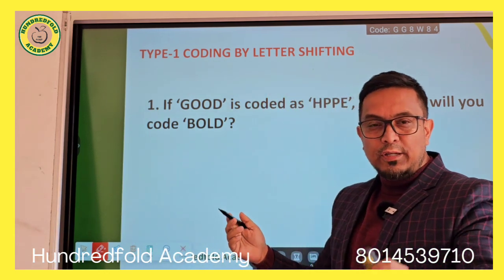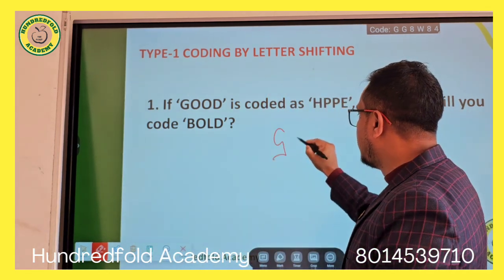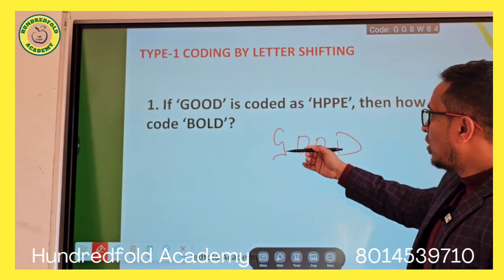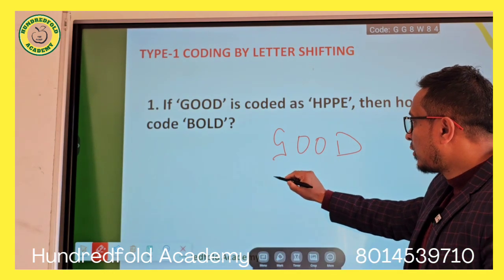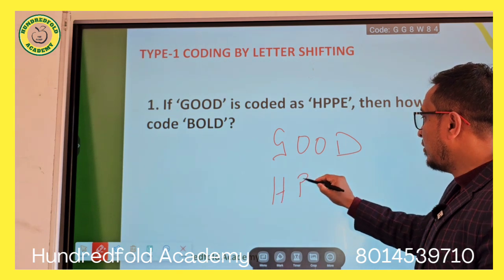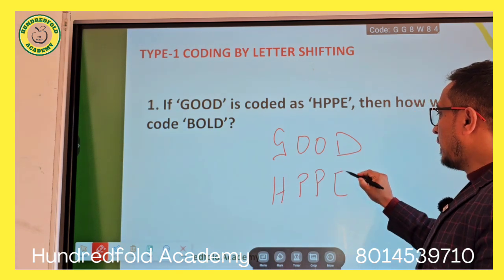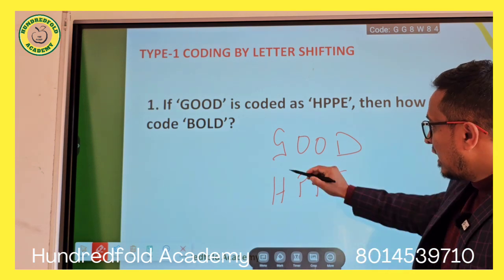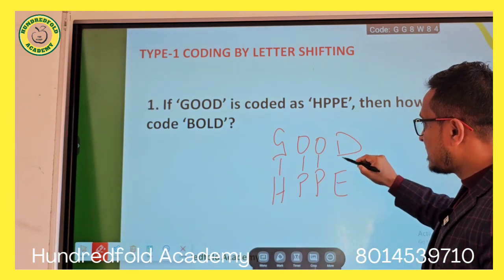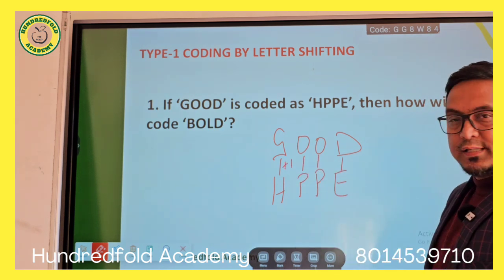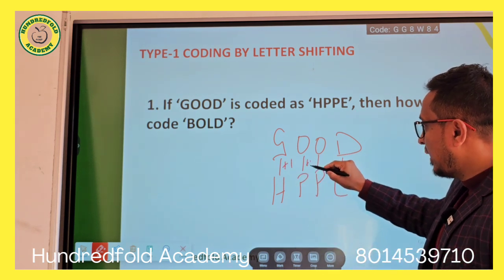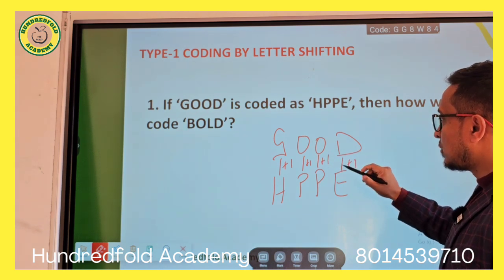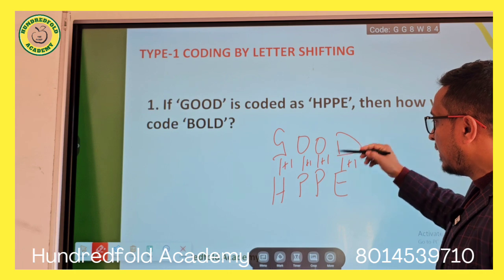See, with that chart, here we have G-O-O-D. Below this word G-O-O-D, you write the word that I've already given you, H-P-P-E. This is called coding by letter shifting. If you see, these letters shifted. G became H, that means +1. O became P, +1. O became P, +1. D became E, +1.